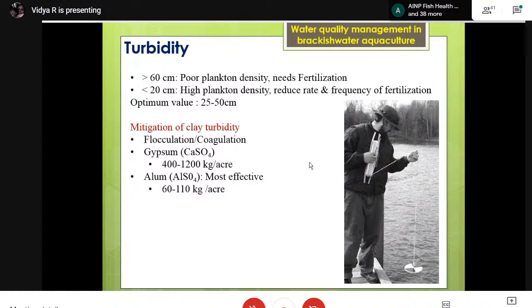How can we mitigate the clay turbidity? It can be done through flocculation or precipitation. For this purpose, we add gypsum, that is calcium sulfate, at the rate of 400 to 1200 kg per acre, and the other one is alum, which can be applied at the rate of 60 to 110 kg per acre. Alum is the most effective in controlling this clay turbidity.